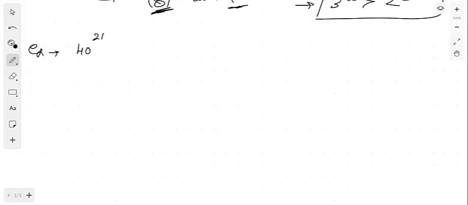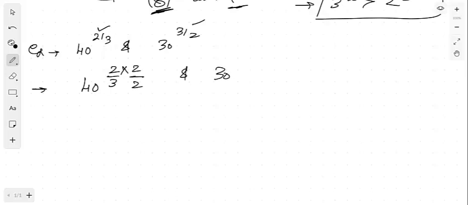Example: 40 to the power 2 by 3 and 30 to the power 3 by 2 given. Okay, then what is our first step? Our aim is to make these powers same. How will we be doing this? 40 to the power 2 by 3 given. What I can do is I'll multiply it by 2 and divide by 2, and similarly here 30 to the power 3 by 2, I'll multiply by 3 and divide by 3. Why I did that? Because I know that 3 into 2 is 6 and 2 into 3 is 6. Okay, so I can convert the powers into 1 by 6.